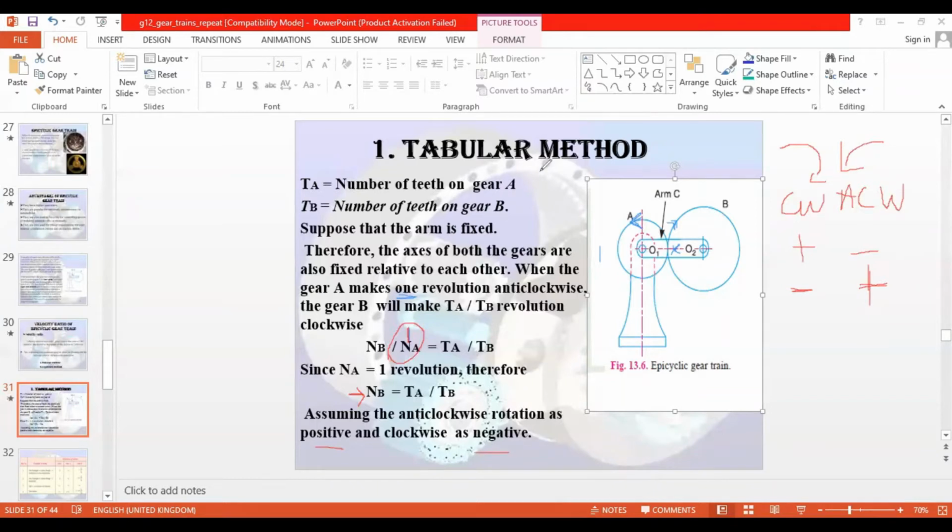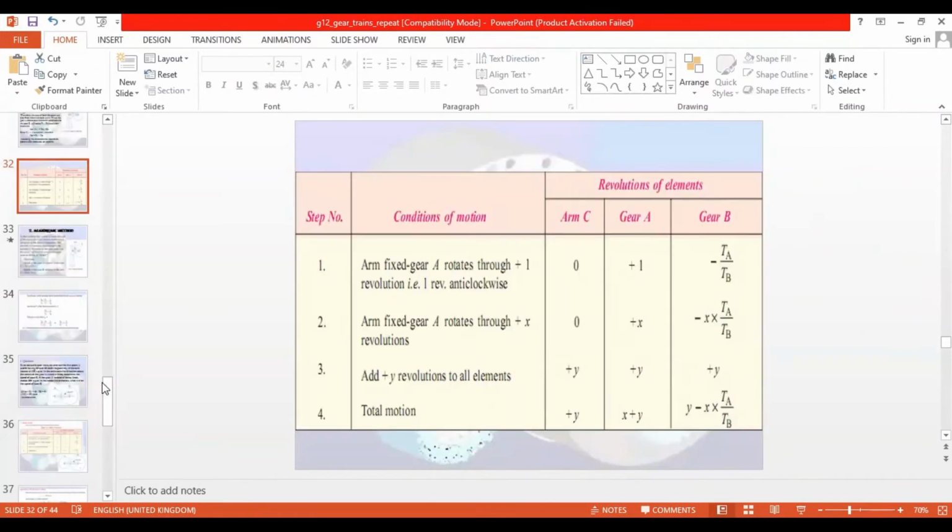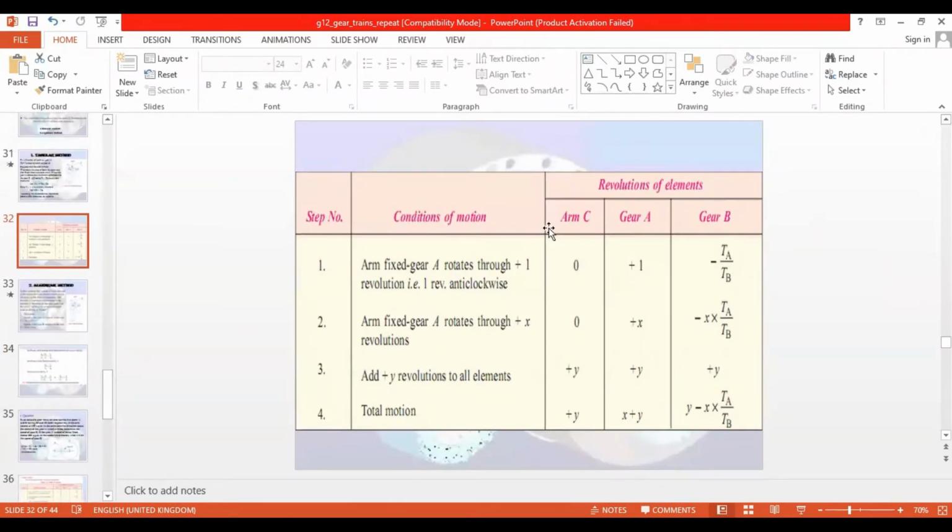All right. Now we'll see how to put this data into the table. So this part is clear: if this is making a clockwise rotation, this will definitely make an anti-clockwise rotation. If NB upon NA is equal to TA upon TB, and NA is making only one revolution, then NB is equal to TA upon TB. Now we'll see how to put them in the table. So this is a table of conditions of motion. We'll specify the conditions and then put them in the table.